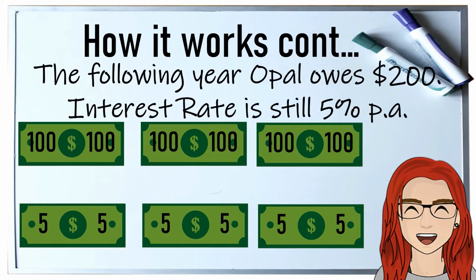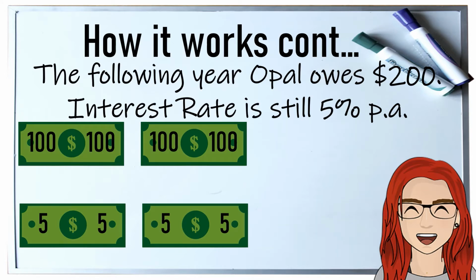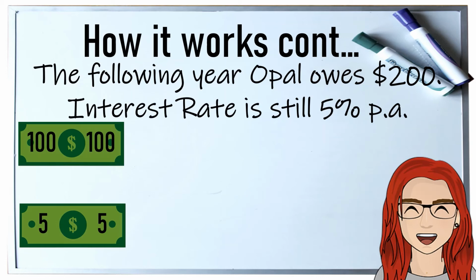The following year, Opal owes $200. The interest rate is still 5% per annum. This means that she is still paying $5 of interest for every $100 that she owes. But she owes $100 less, so she pays $5 less in interest. If she owed $100 less again she would pay $5 less.